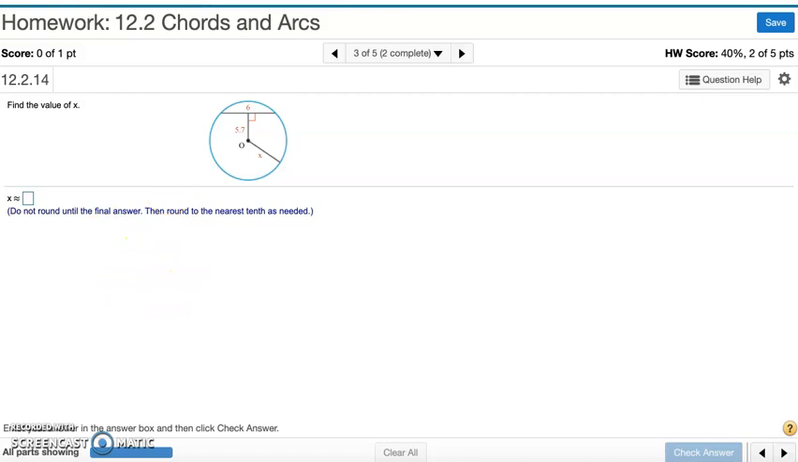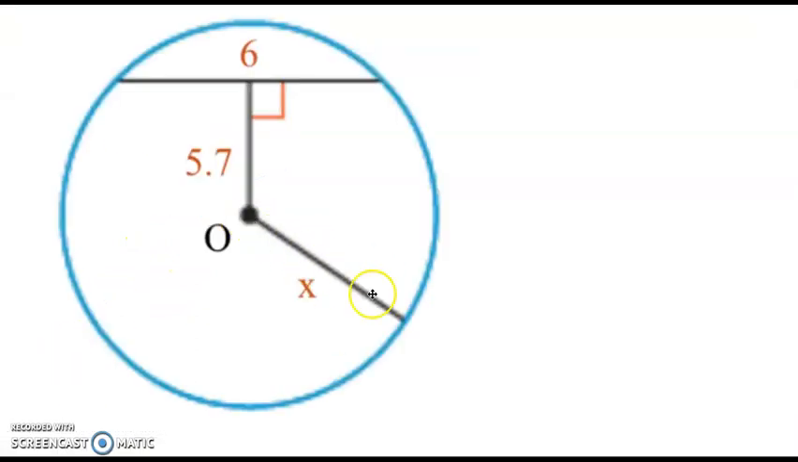Number 3, find the value of x. So let's take a closer look at it. So x is the radius of this circle. If I draw a line here, we have another radius, and every radius is the same length, so this is also x. Now I have a right triangle. This is bisecting this piece here, so if the whole thing is 6, this piece will be 3.